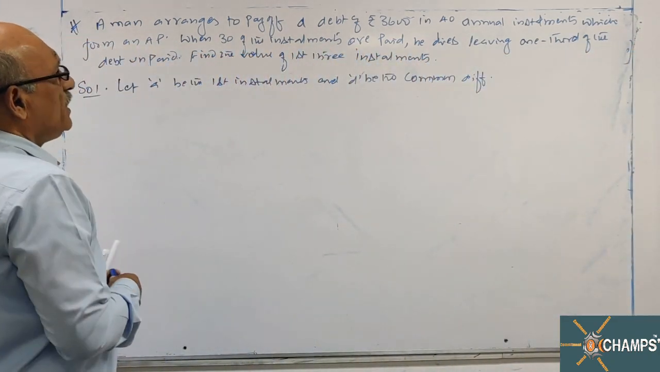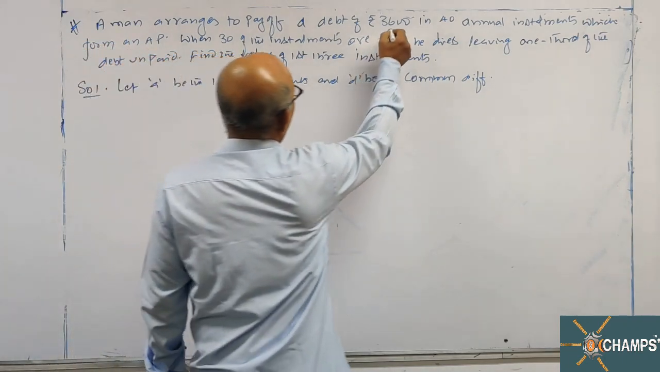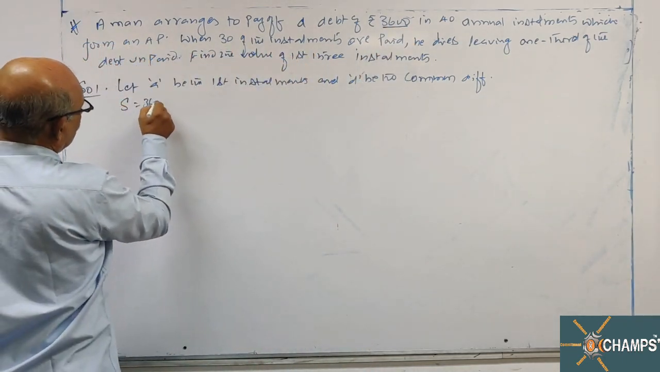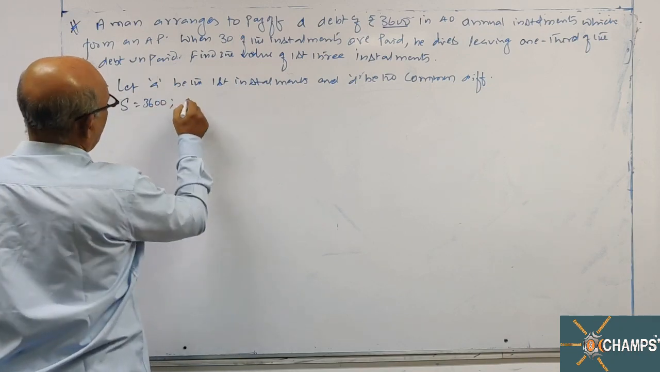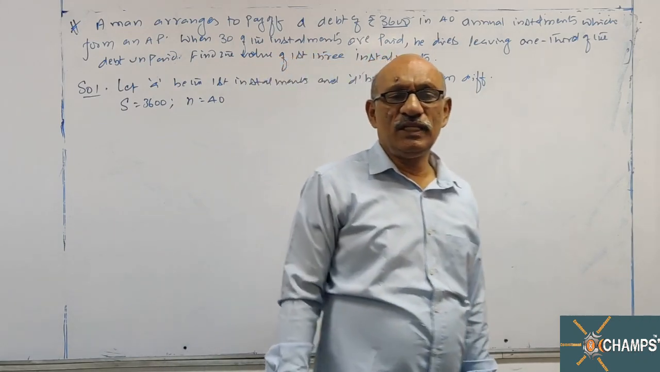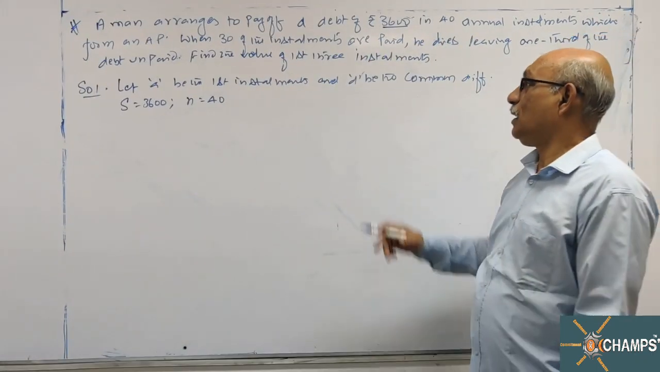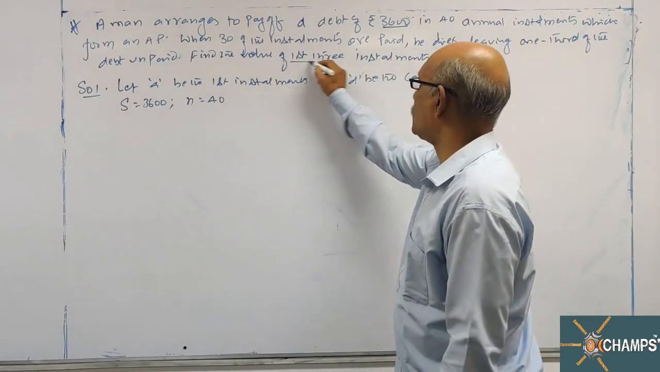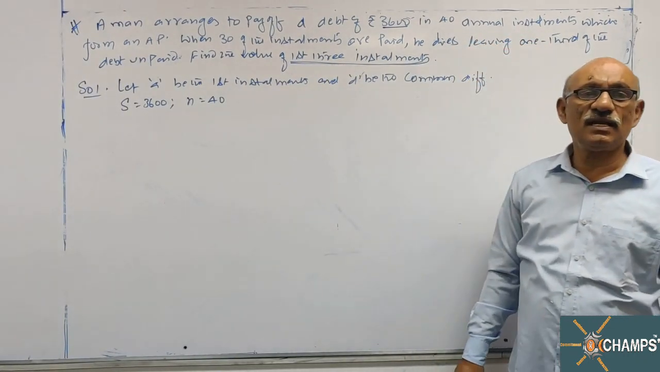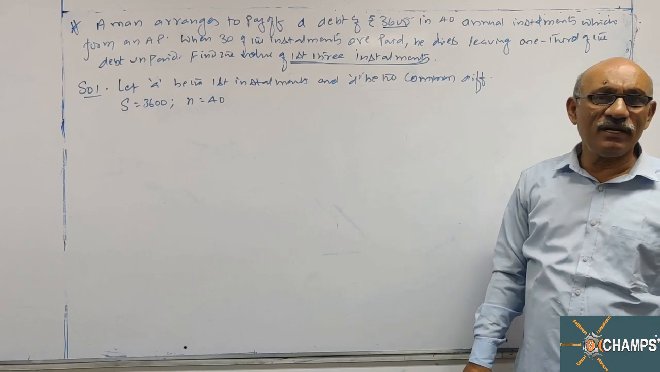Now what is given? What is the total value of the debt? 3600. S is equal to 3600. N is equal to 40. There are two unknowns in the picture. Here you have to calculate the first three installments. So to calculate the first three installments, we need the first term and common difference value.